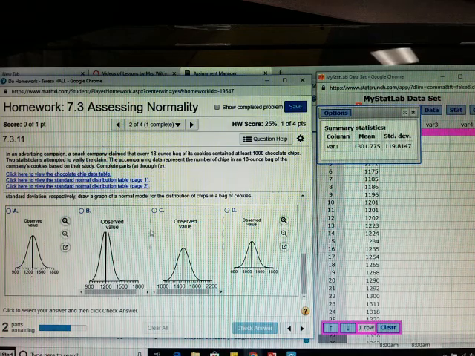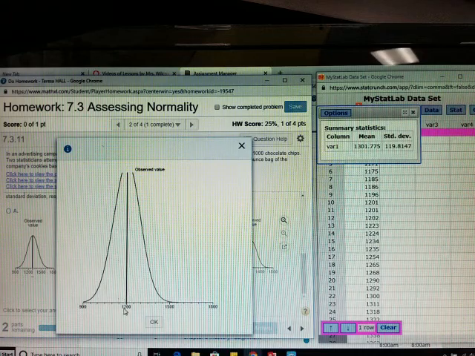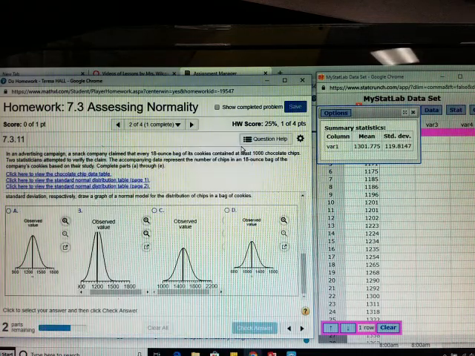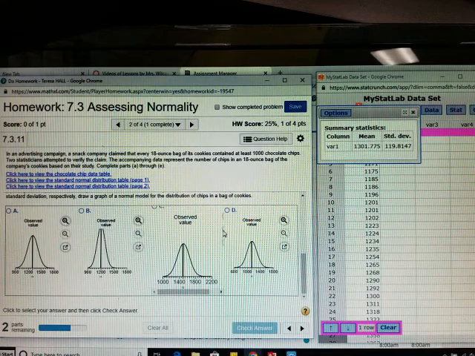See, so those two graphs are out. So I know I can get rid of those two. Again, that mean there was 1200, so bad graph. Okay, graph C was bad as well. Alrighty, so we get rid of those two.